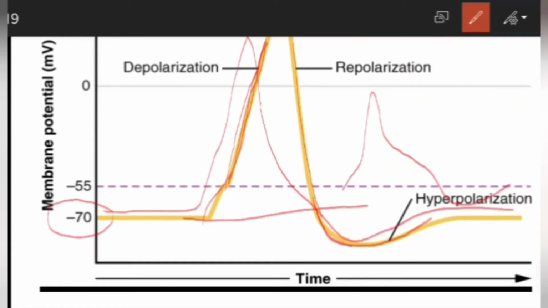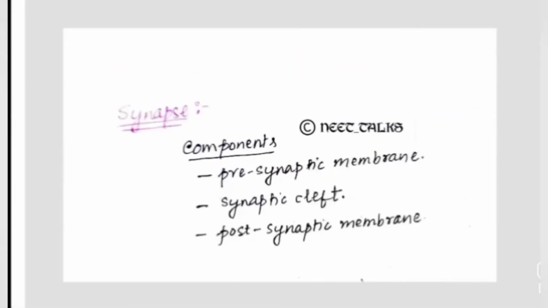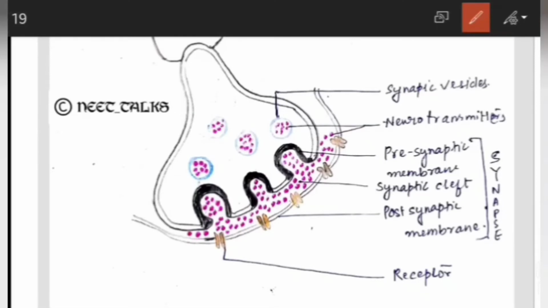Now we will move to our topic of discussion, that is the transmission of impulse, the conduction of impulse from one neuron to the other. Okay. We'll look into the synapse because this synapse helps in the transmission of the impulse. So this is a schematic diagram showing the synapse. This is the terminal branches of the axon. This is the synaptic knob, right? These are the synaptic vesicles, and these pink dots are referred to as the neurotransmitters.